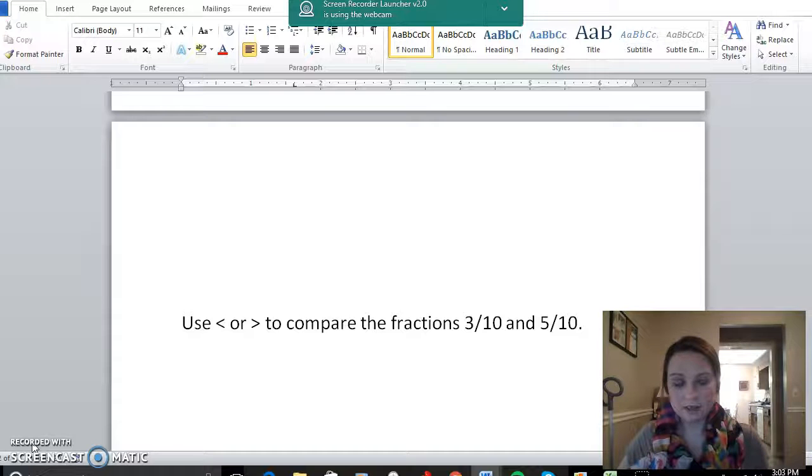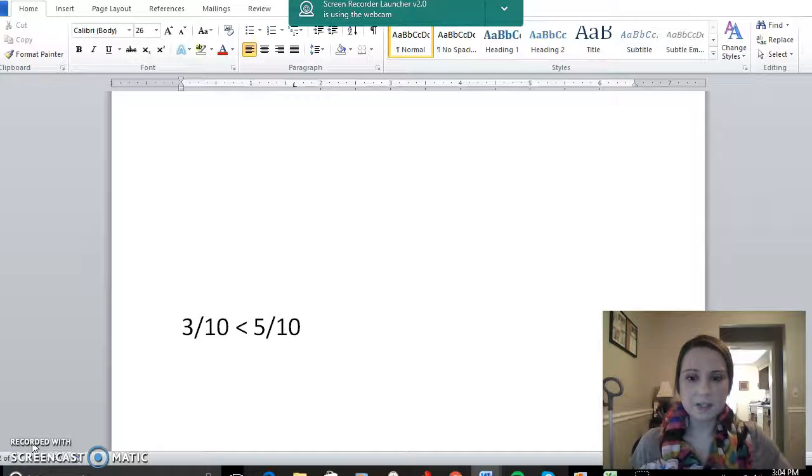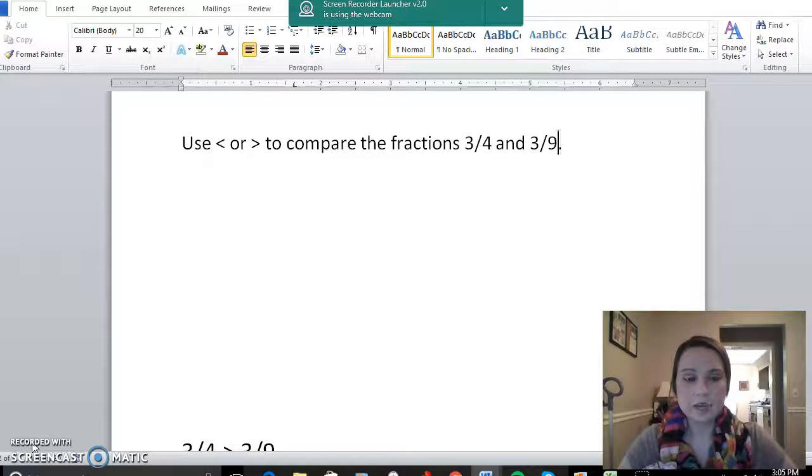3 is less than 5. So when we compare 3/10 and 5/10, we know that 3/10 is less than 5/10. When writing 3/10 is less than 5/10, we write 3 over 10, then we use the less than sign, 5 over 10.